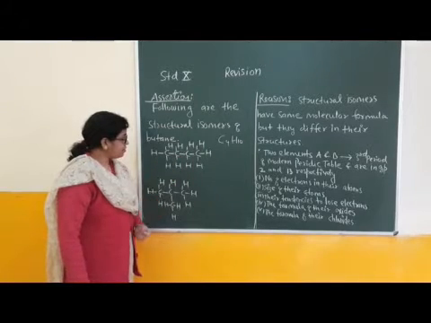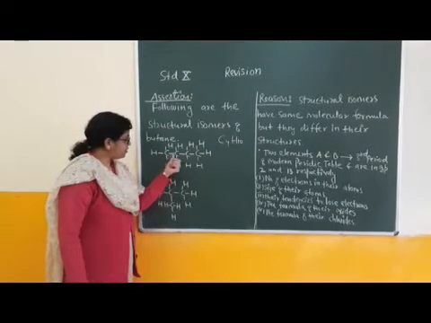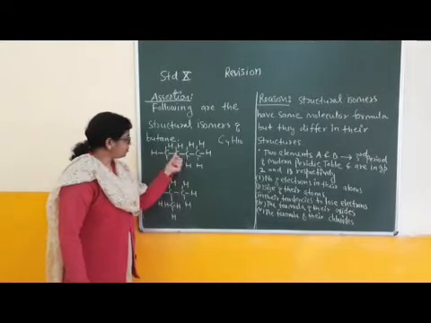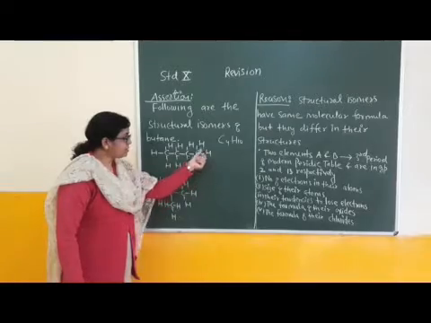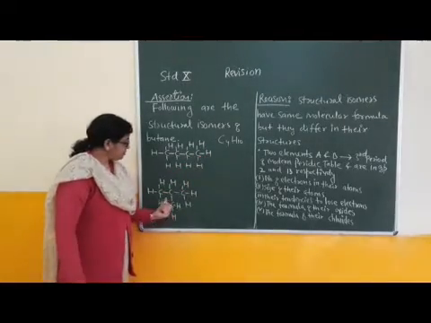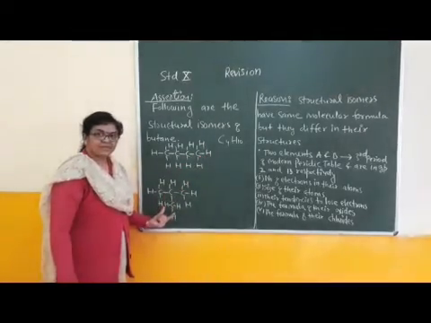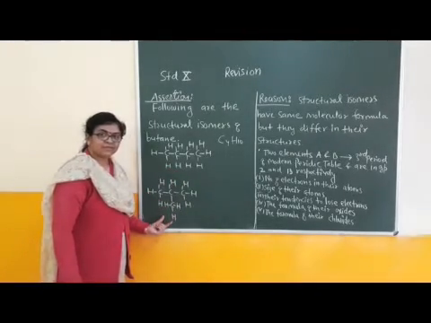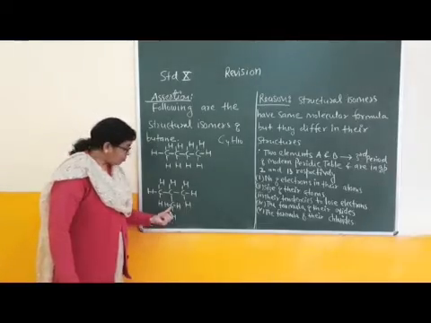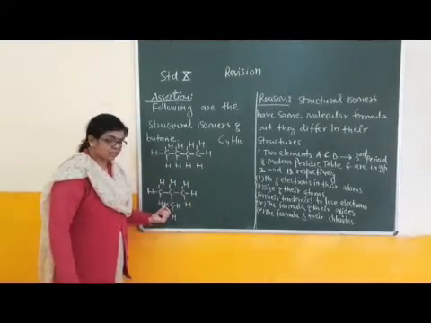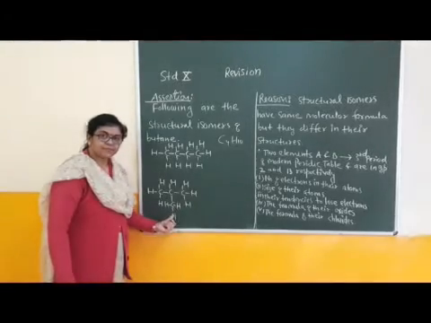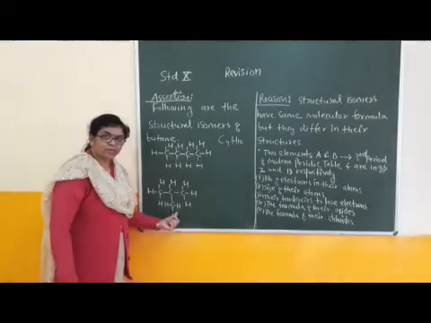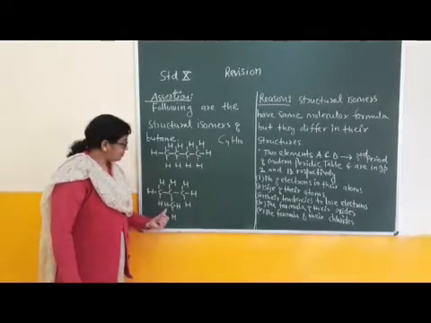Following are the structural isomers of butane. First structural formula: 1, 2, 3, 4 carbon atoms. Second structure is different. This is an unbranched structure and this is branched. A small branch of methyl group is present here. This is the CH3 group, the condensed form of C bonded to H, H, H, which is CH3.